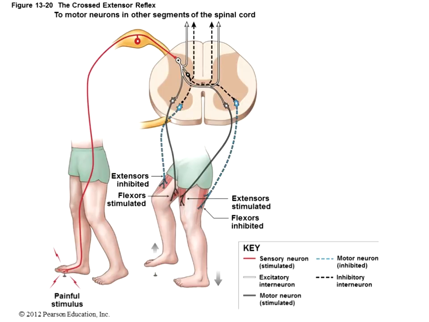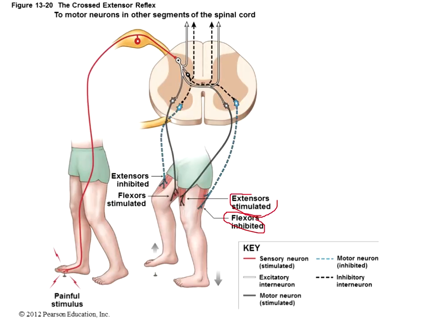cross-extensor reflex is like, for instance, when we step on something that is sharp, right? I talked about this previously, but if you step on some sort of painful stimulus, obviously you're going to get a withdrawal reflex to pull your leg up from that stimulus, right? Just like we saw when you pulled your hand away from the hot stove, okay? But in this case, you also need the impulse to cross over to the other side of the body, right? So you don't fall over.